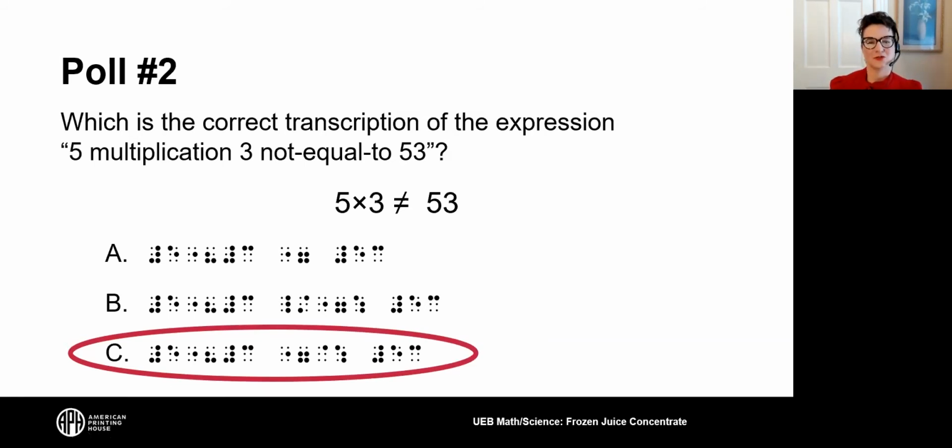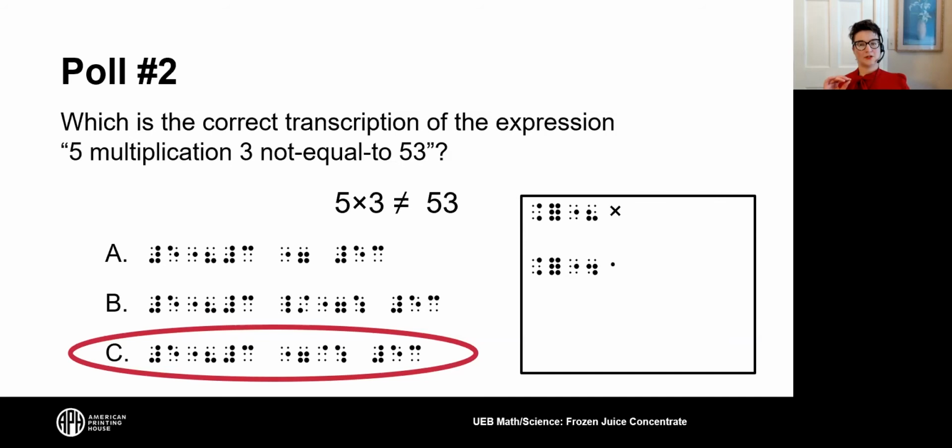And all of these answer choices are using that X multiplier. It looks in print like an X floating in the middle of the print line, and that is dot 5, dots 2, 3, 6. Are you noticing a pattern with our operation and comparison symbols? A lot of them start with dot 5 and then are followed by a more specific cell, which gives information about what symbol of operation or comparison we're dealing with. But they often start with dot 5.